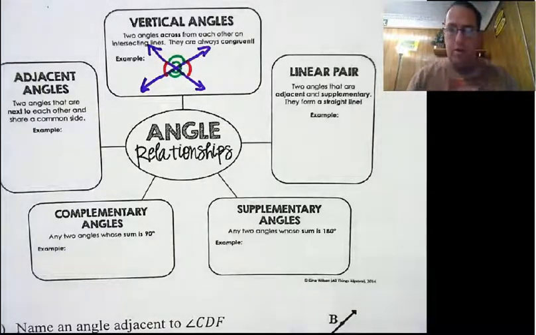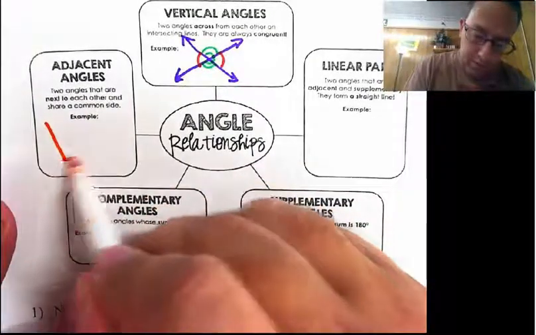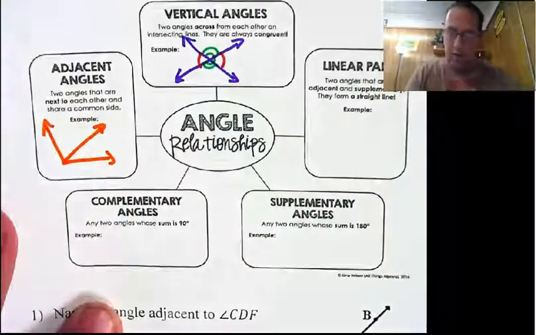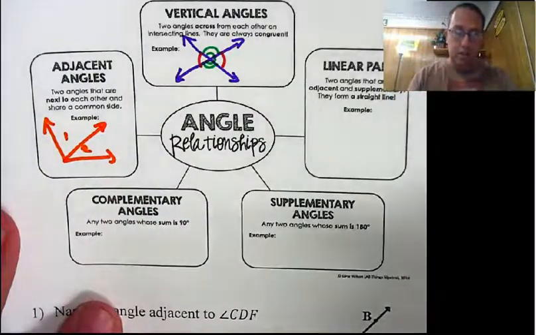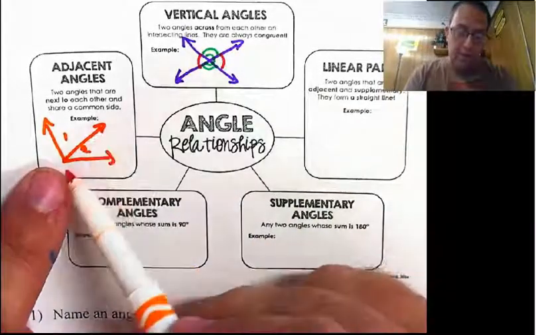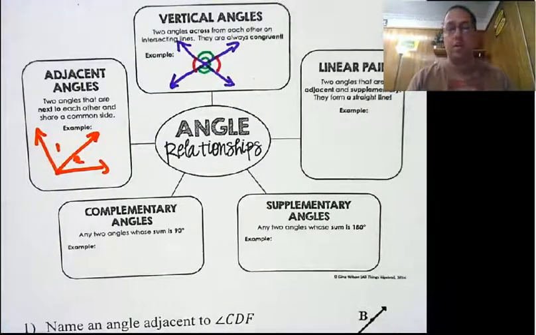A linear pair is two angles that are adjacent and, well, actually, we'll come back to that because we haven't talked about adjacent or supplementary. So we'll go to adjacent. Two adjacent angles are next to each other and they share a common side. So, for example, I could have these two angles here. Angle 1 and angle 2 are adjacent to each other because they're right there next to each other, touching, and they have a common side. Another thing that has to be true about adjacent angles is they also have to have a common vertex.